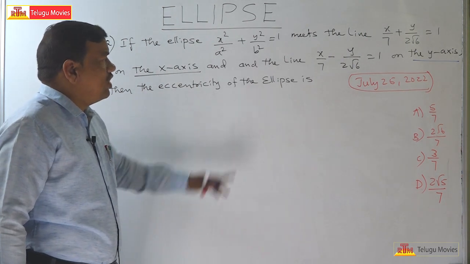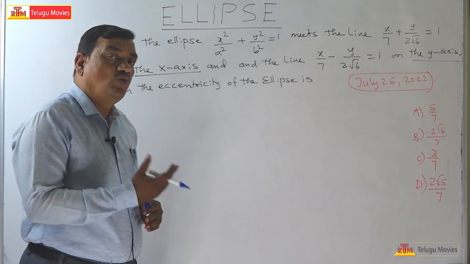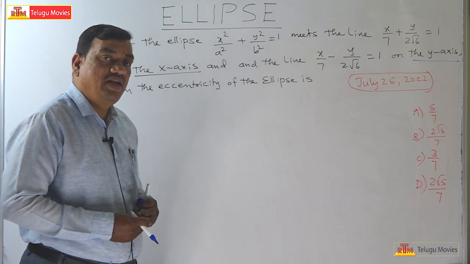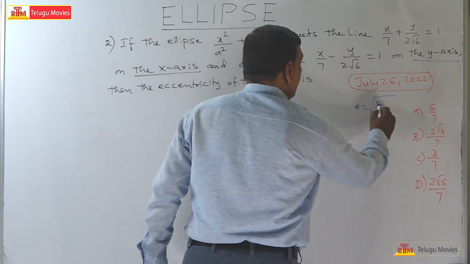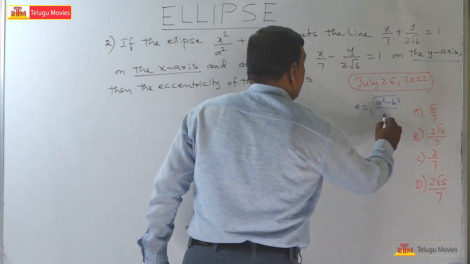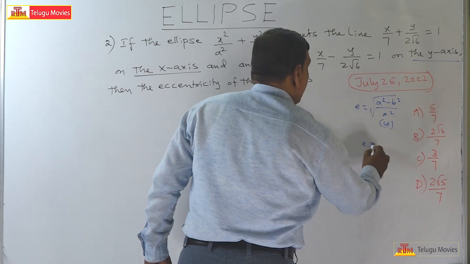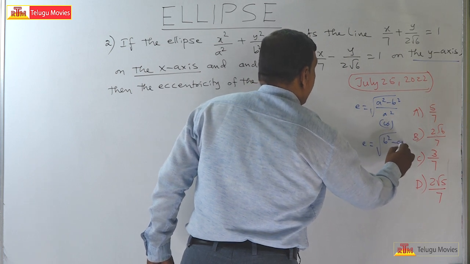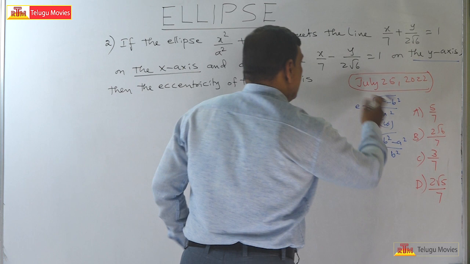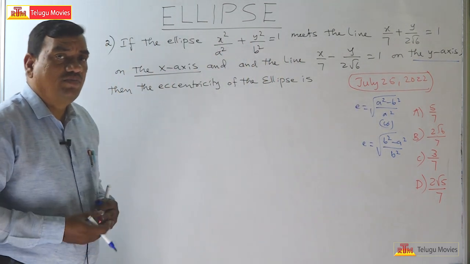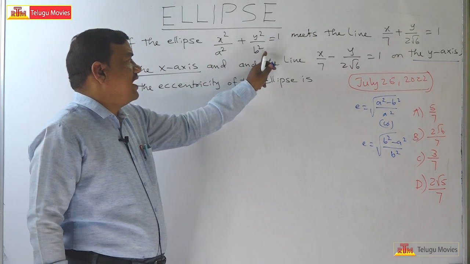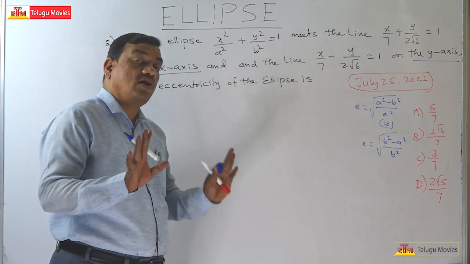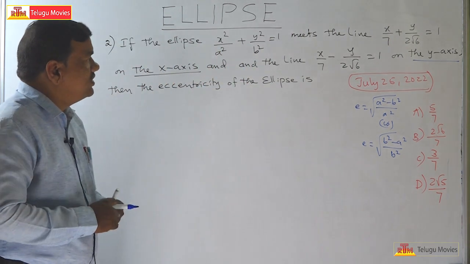So, the eccentricity of the ellipse is e = √((a² − b²)/a²), or e = √((b² − a²)/b²). That depends upon whether a is greater than b or a is less than b. On the whole, whatever may be that, we have to find out the a value and the b value. That is our target. Then how to proceed with this problem?